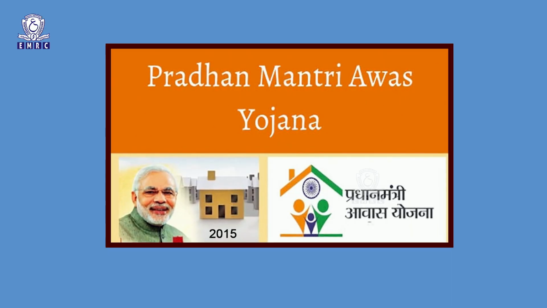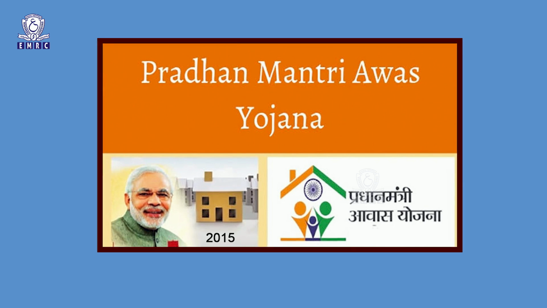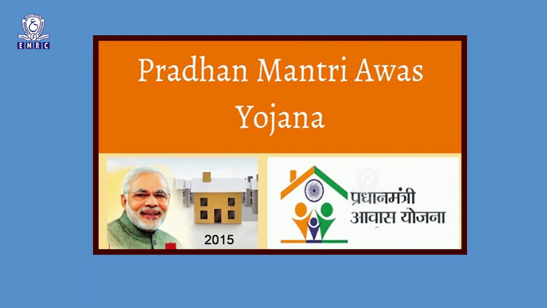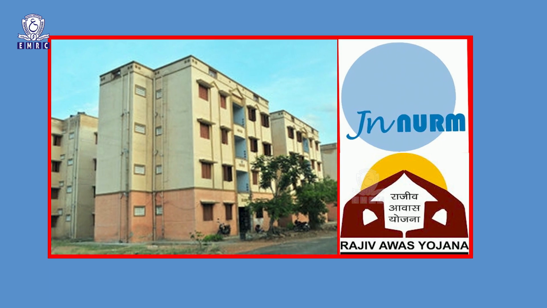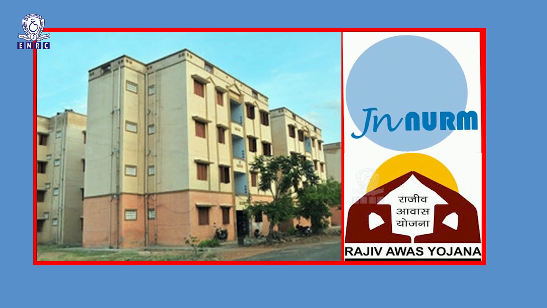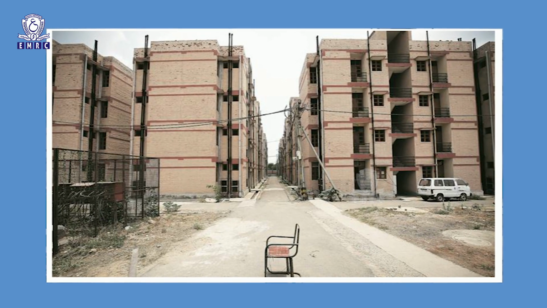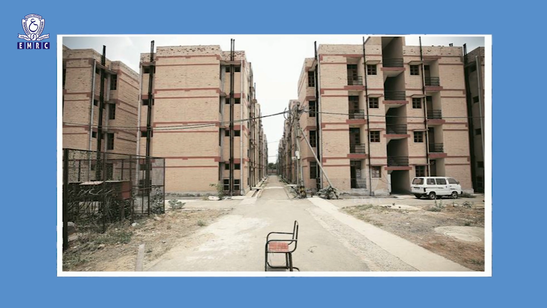The fourth major program is the Pradhan Mantri Awas Yojana, which was launched by the Narendra Modi government in 2015. It aspires to eliminate urban housing shortage in India by the year 2022. Both the JNNURM and RAY schemes have been criticized for the poor quality of the houses. In some instances, they have been worse than their habitation in the slums, even in size.